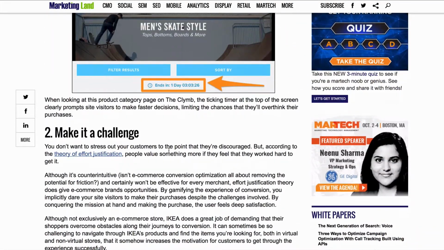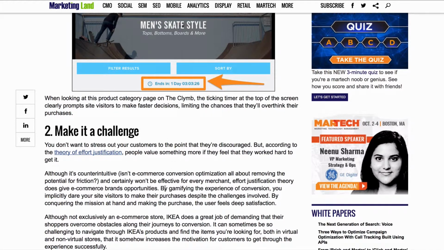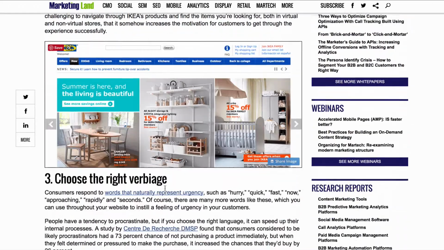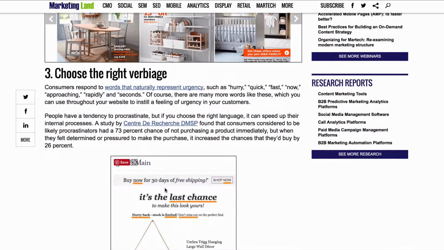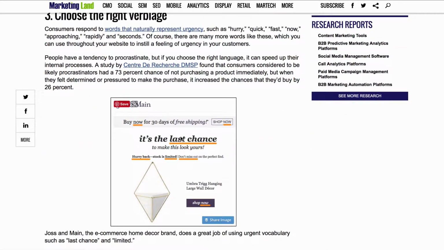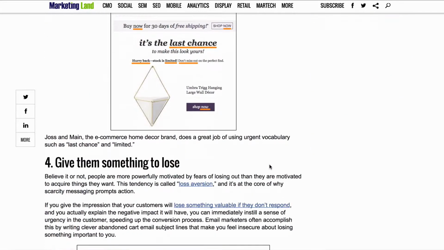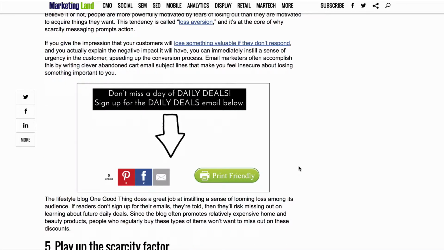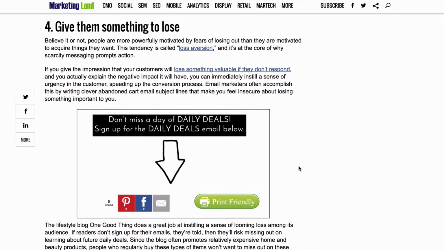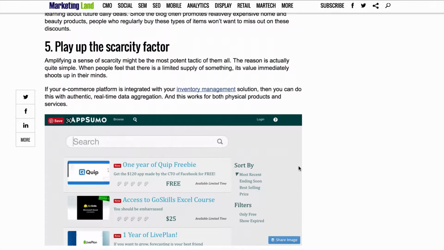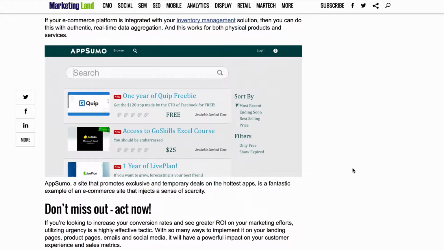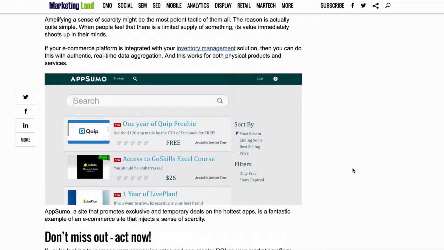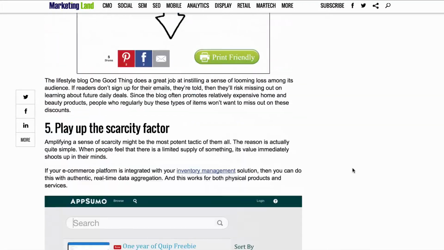Number 1, adding a countdown. Number 2, giving them a challenge. 3, the right choice of words regarding scarcity. 4, giving them something to lose, because when the countdown ends, there is an incentive that they would lose. And number 5, maximizing the scarcity by showing them your inventory.